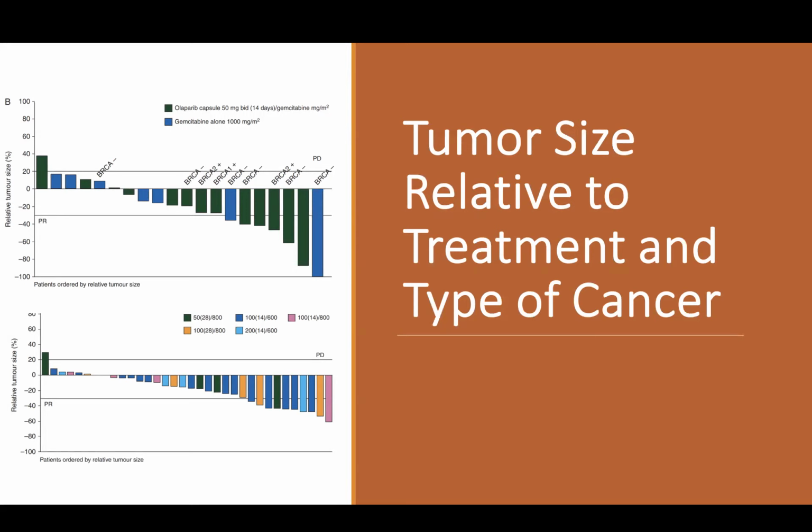In comparison, the overall response rate for gemcitabine alone was 14%, with a 95% confidence interval of 2.6 to 51.3, based on 1 out of 7 patients. So the observed difference in response rates between combination and gemcitabine alone was deemed statistically significant.